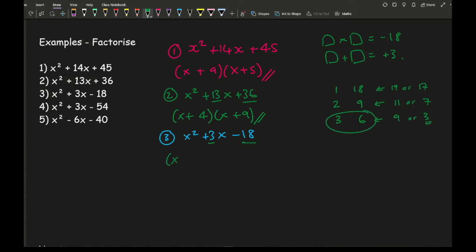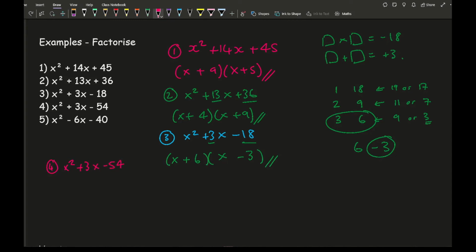So looking at these numbers, I've got x and I've got 6 and 3. Now because I want positive 3, what I'm going to need to do is 6 minus 3. So my minus is going to be the 3 and my positive is going to be the 6, and there is my final answer. For question 4, which I'll do over here, I've got x squared plus 3x minus 54.